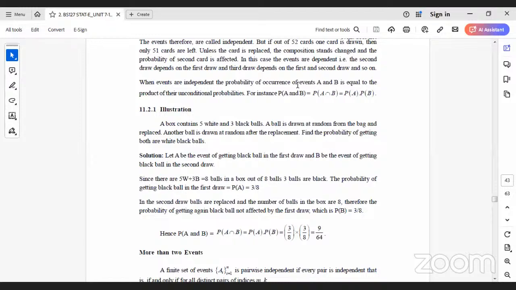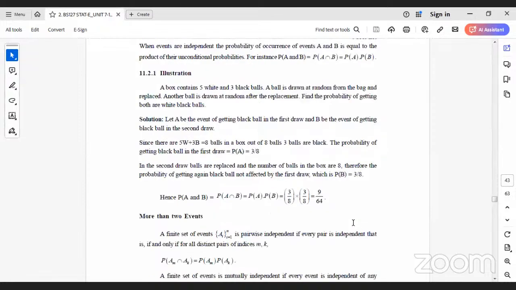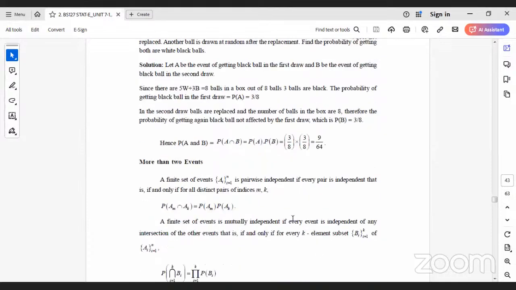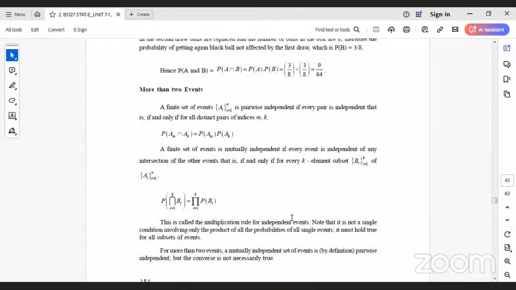So P of A intersection B is P of A into P of B, which is 3/8 into 3/8. 3 into 3 is 9/64. Correct? Correct, sir. Very good.